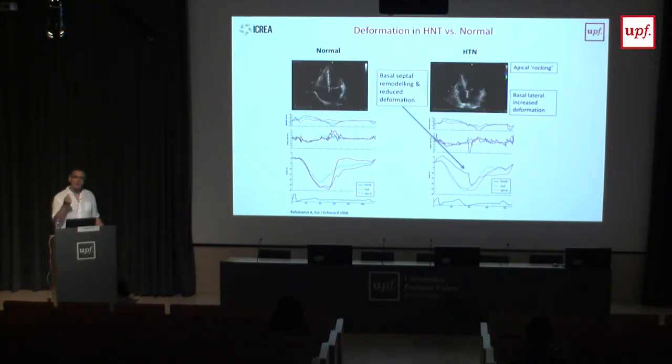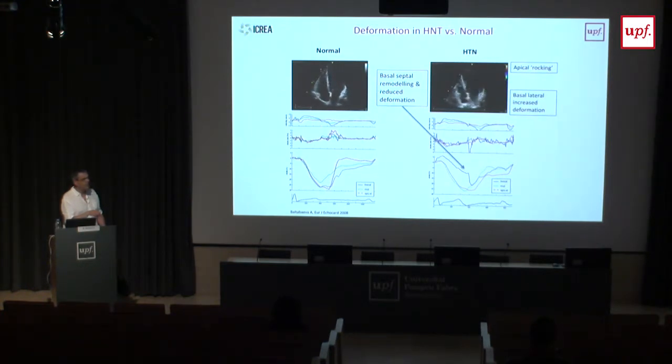However, when you look at a patient with high blood pressure, with hypertension, first of all, you see a kind of localized hypertrophy in the basal part of the septum, where it becomes thicker. But we also see a change in the deformation there. In this basal thicker part, there's first stretching instead of contraction, then contraction, but much less than the normal segment.